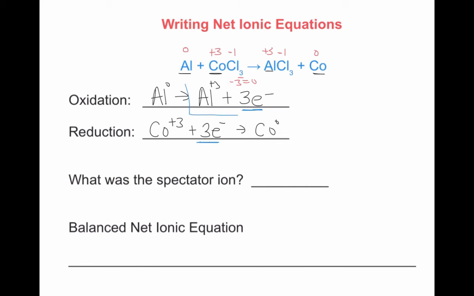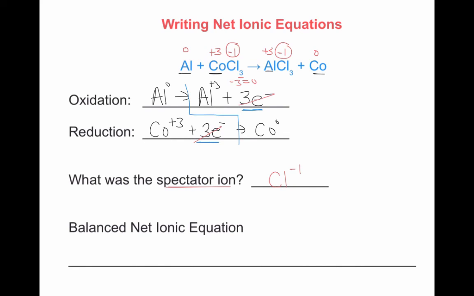Then I'm going to put my little stair step in, and I'm going to cancel my electrons, and ultimately I'm going to write my balanced net ionic equation. Now the final question is, what was the spectator ion? And remember, the spectator ion is the ion that does not change charge as you go from reactants to products. So if you look at this and you say, well, chlorine on the reactant side was minus 1, and it's the same on the product side, so therefore chlorine minus 1 must be my spectator ion.